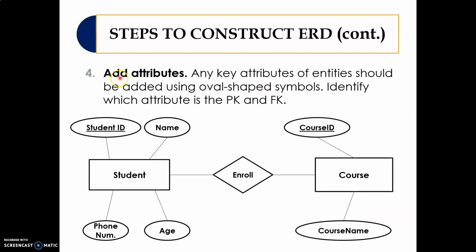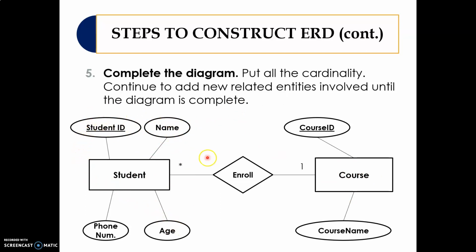For the next step, you need to add attributes. Any key attributes of entities should be added using the oval shape symbol. The last step is to complete the diagram. You need to put in all the cardinality, for example, many students enroll in one course.